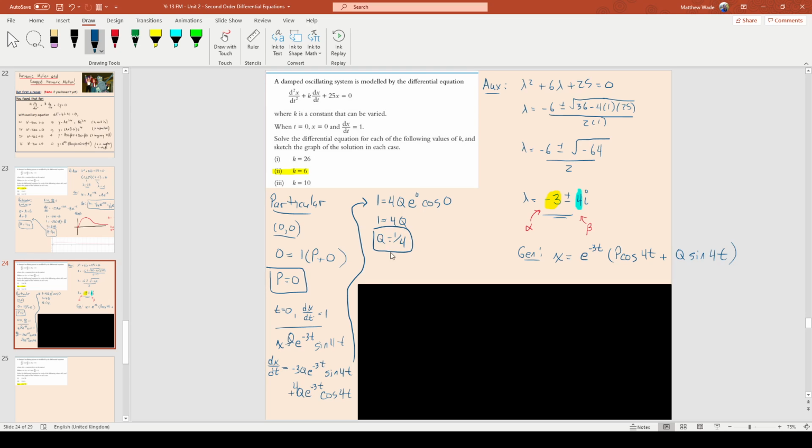Okay, which means our particular solution is going to be this. It's going to be x equals e to the minus 3t times by, and remember p was 0, so it's just the second term. Q is a quarter sine of 4t, or in other words, just put the quarter in front. It's going to be x equals, I regret not leaving enough room, a quarter e to the minus 3t sine of 4t is what you're going to get off of that one there.